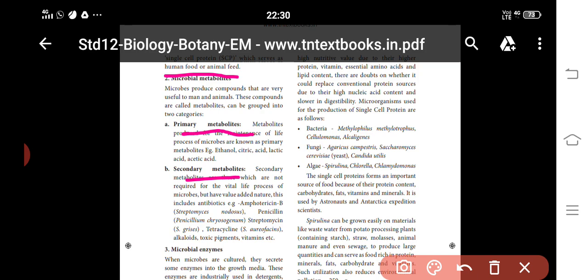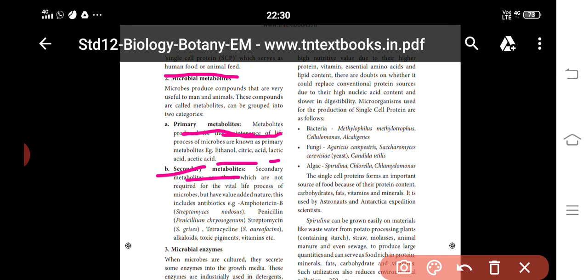Primary metabolites mean maintenance of the life process. They play a very vital role in the maintenance of the life process of these microbes, so they are called primary metabolites. Maintaining the life is vital in the microbes. That is ethanol, citric acid, lactic acid, acetic acid.